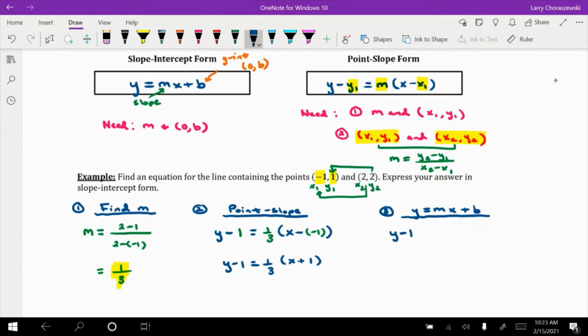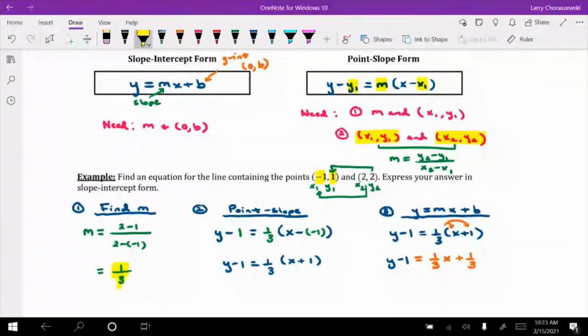So let me jot down what we just got in step 2. Now notice in slope-intercept form, there are no parentheses, but we have parentheses. What's something that we can do to fix that? Distribute, yep. We're going to distribute the 1/3. So we get 1/3 x plus 1/3. On the left, we still have y minus 1.